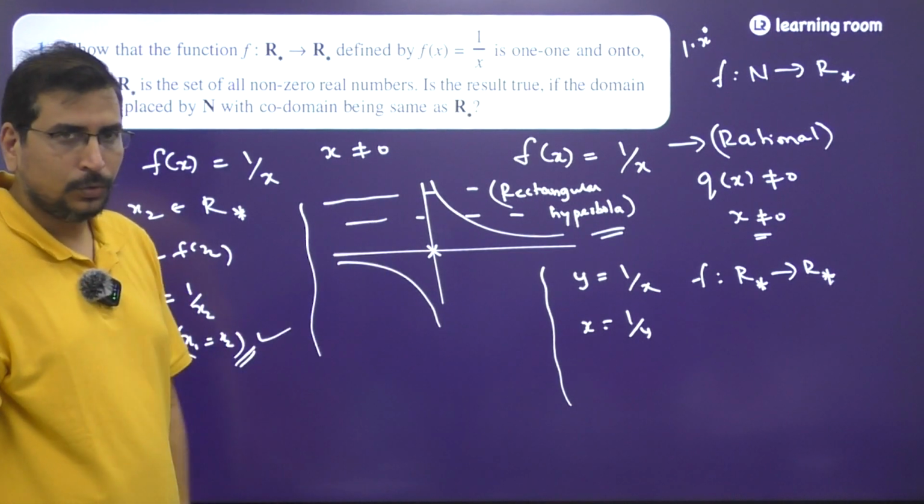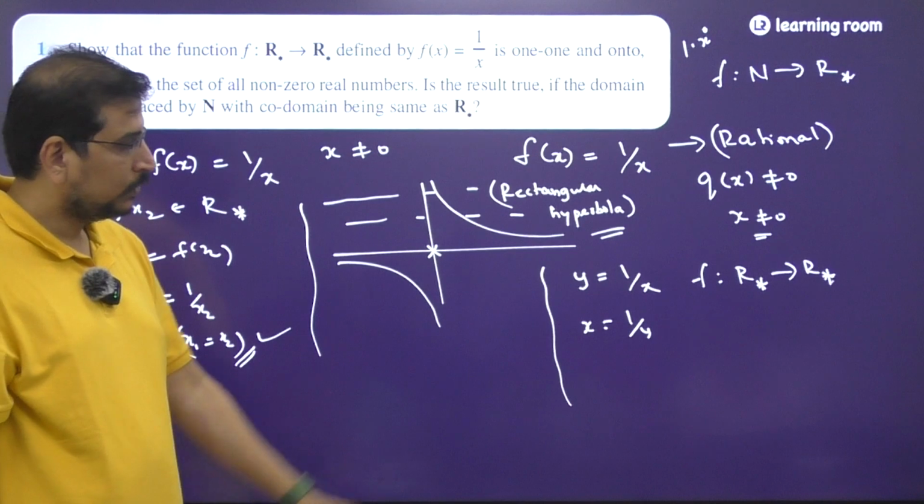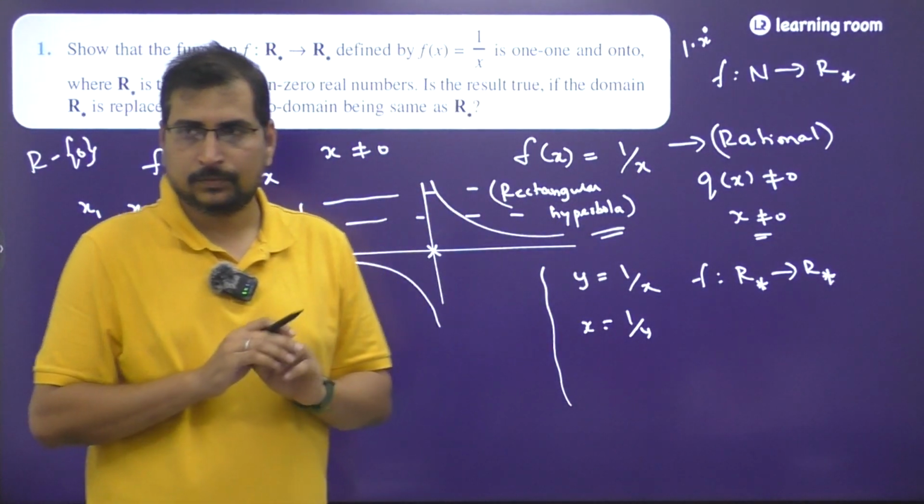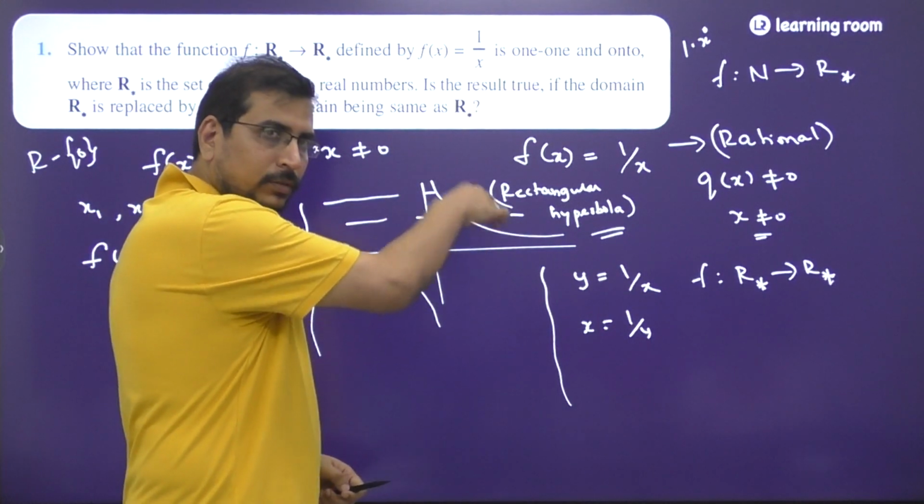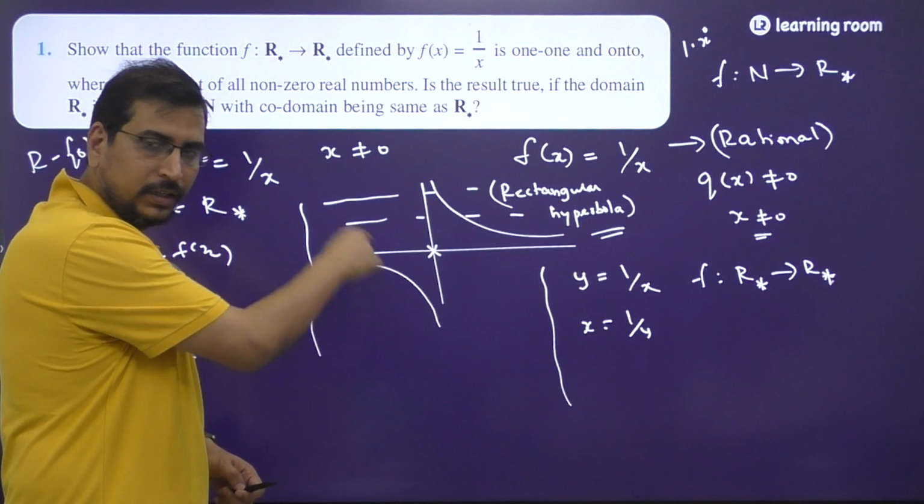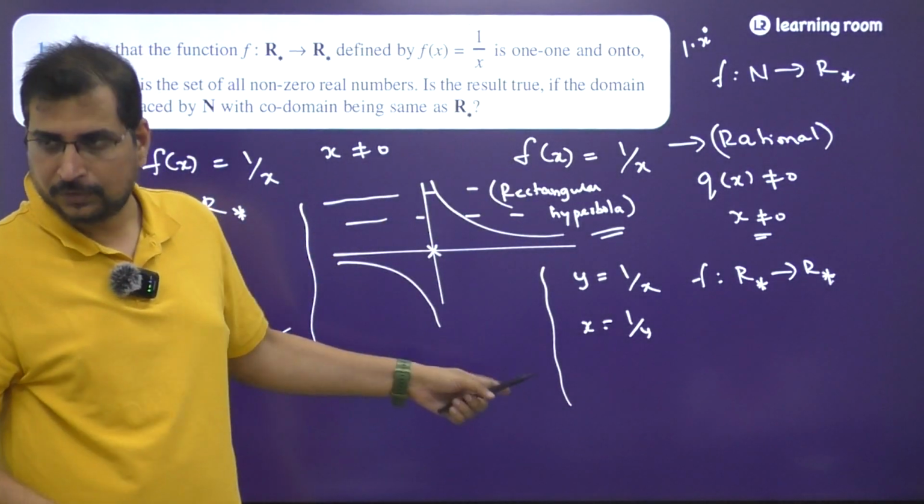X can never be 0. Y can also never be 0. So from the domain and the codomain set, 0 is removed. So are you getting all the real numbers? You are getting positive real numbers of y. You are getting the negative real numbers of y. All the real numbers are covered except 0. Hence it's an onto function.